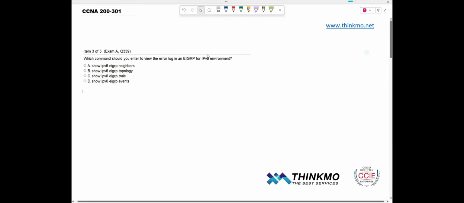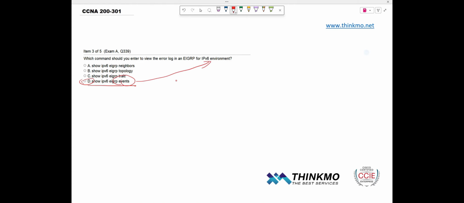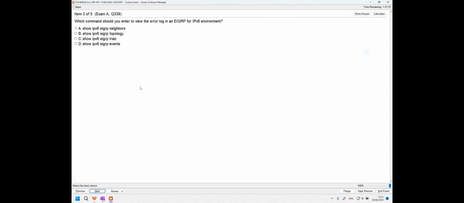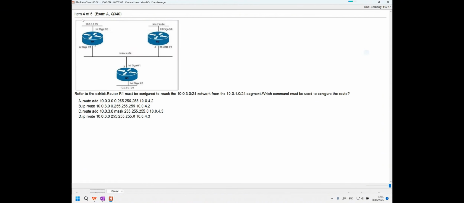The third question is about an environment where EIGRP supports IPv6. Which command should we use to view the EIGRP error logs? Well, for error logs, it must be option D below. This one is for viewing the routing table. This one is for viewing neighbors. This one is for viewing forwarding. And only option D is for viewing error information, right? So choose D. All right, let's look at the next question, question 4.